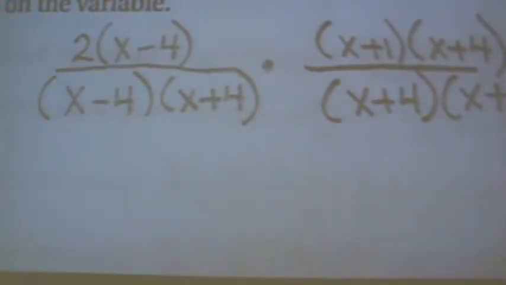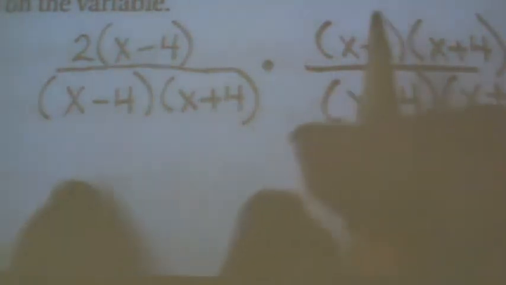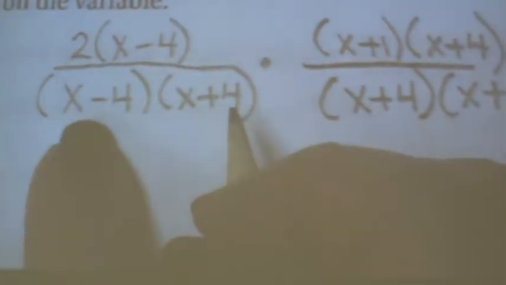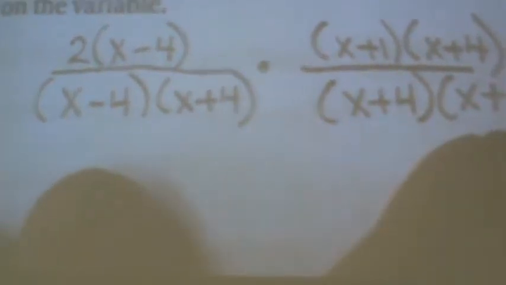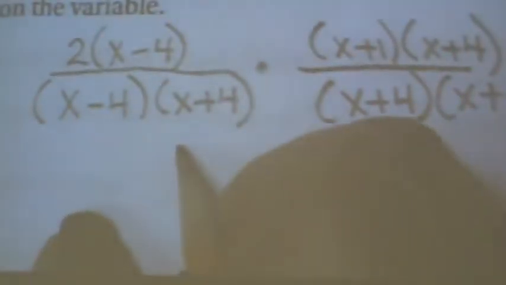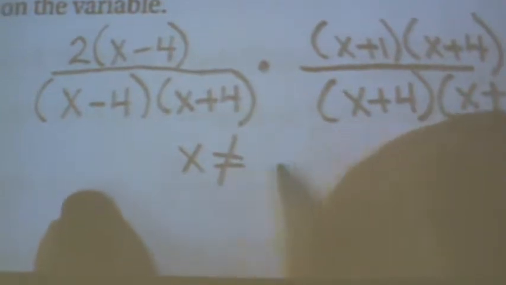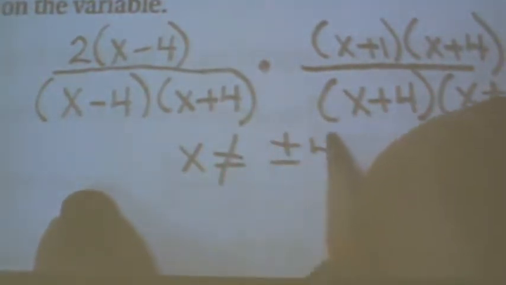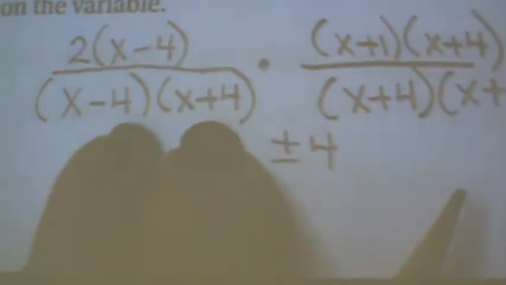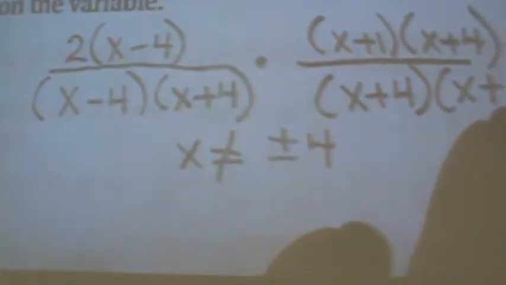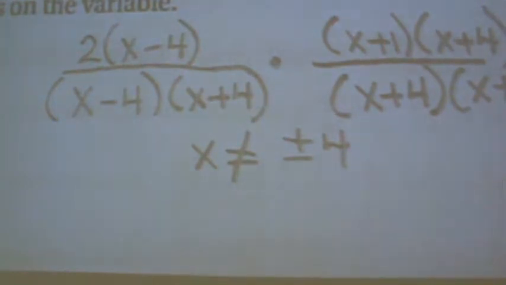What are the cannots? x cannot equal what? Positive 4, negative 4, negative 4, and negative 4. So we can say x cannot be simply plus or minus 4. Is everyone okay with that? Yes. The cannots are 4 and negative 4. You don't have to write negative 4 three times.